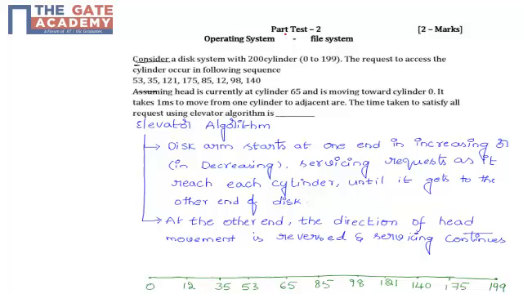This question is from part test 2 and the subject name is operating system and the topic name is file system and it is of 2 marks. Let us see the question.